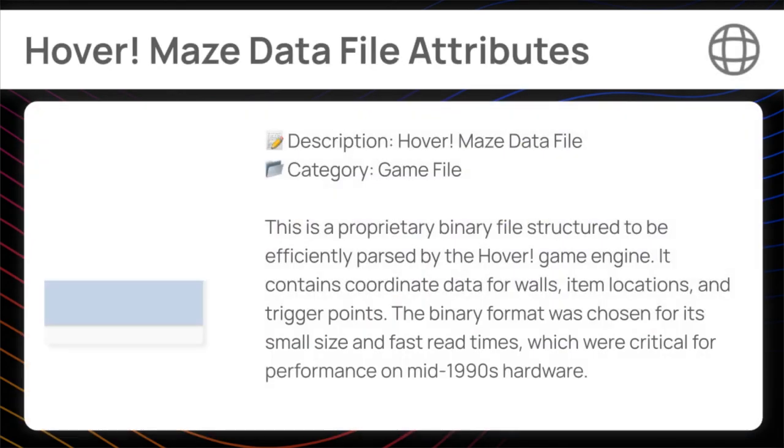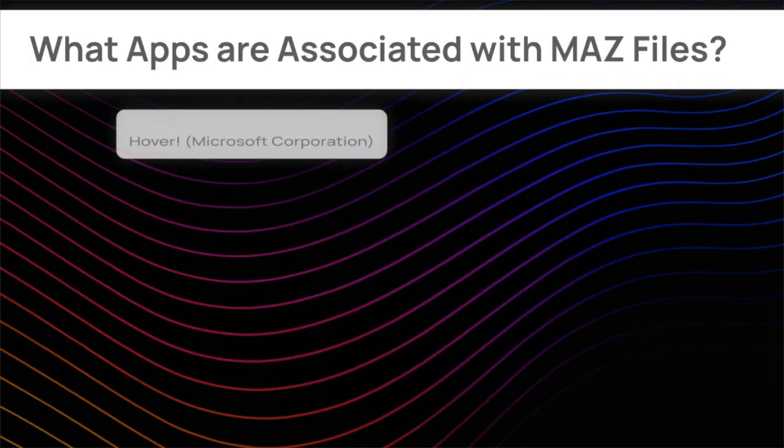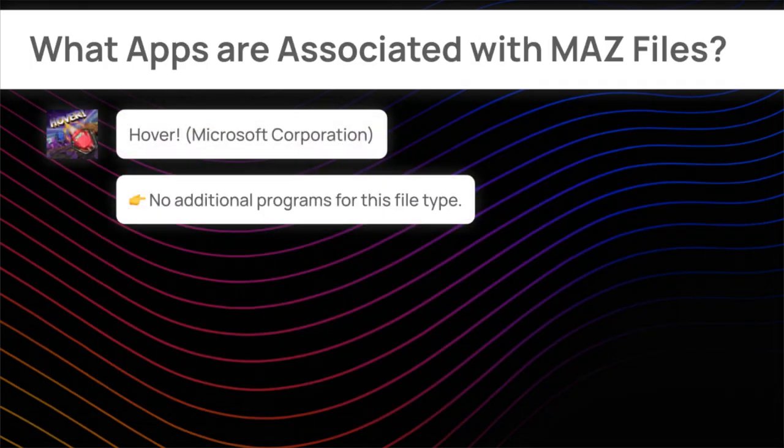This is a proprietary binary file structured to be efficiently parsed by the Hover game engine. It contains coordinate data for walls, item locations, and trigger points. The binary format was chosen for its small size and fast read times, which were critical for performance on mid-1990s hardware. The ideal software for creation and opening of MAZ is Hover from Microsoft Corporation.